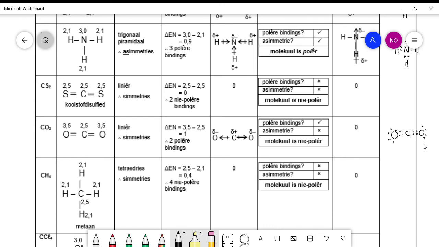The bond between the carbon and one of the oxygens is a polar bond. But because this is a symmetrical linear molecule, you can't tick that box and therefore it is a non-polar molecule. The bonds are polar, but the molecule seen as a whole is non-polar.